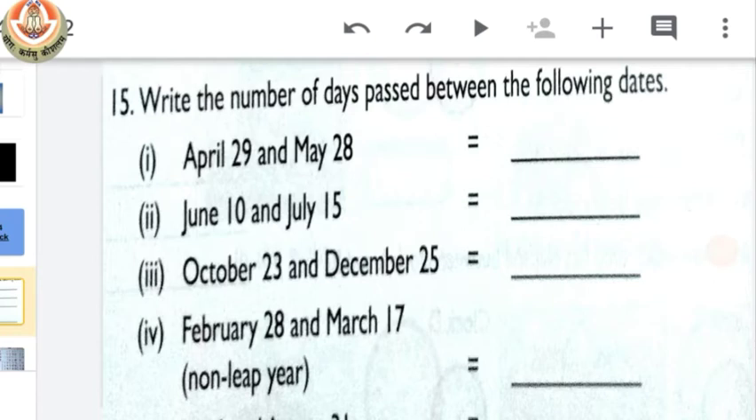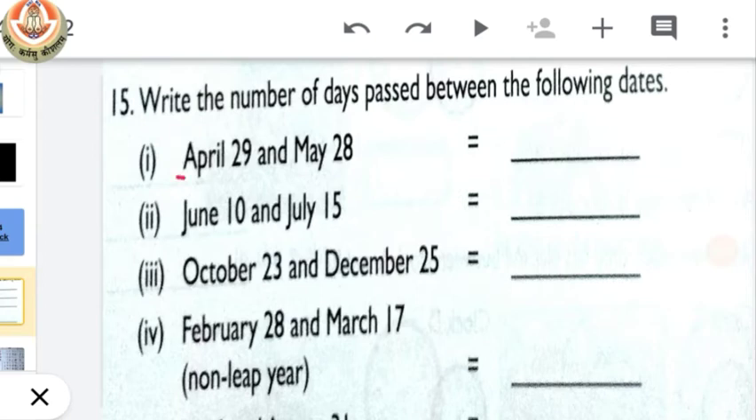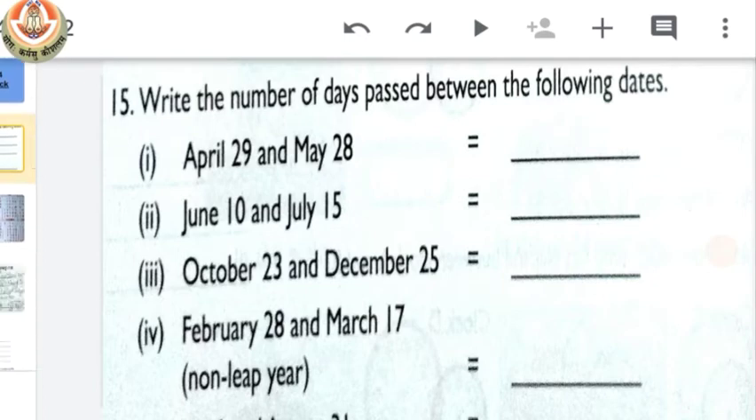So you can see here, for first question we have April 29 and May 28. So class, we have to count days in between them. Means we cannot count 29 April and we cannot count May 28, because we have to answer the days in between them. So we will not count both these dates. So let's see how we can do.